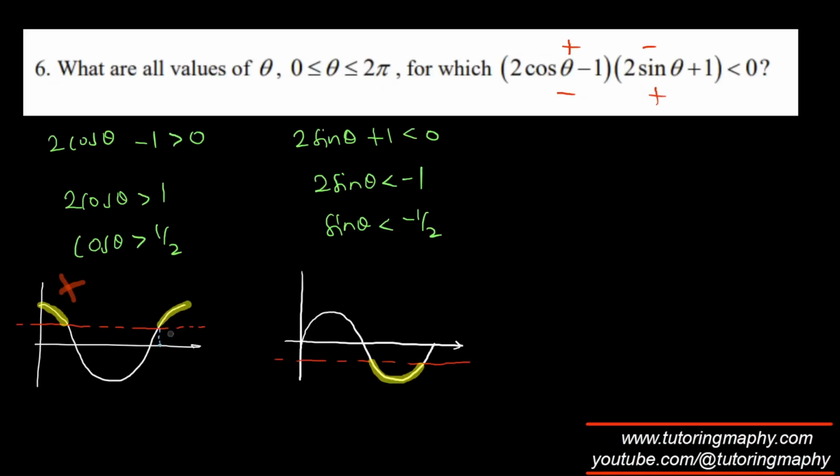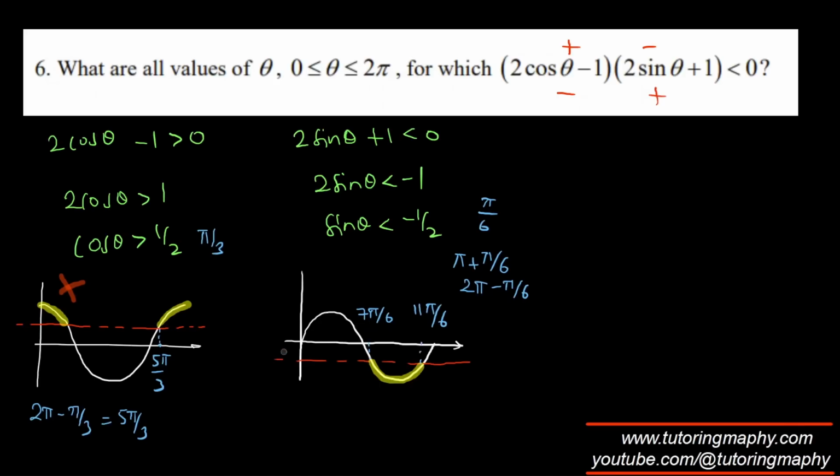Obviously cos is 1 over 2 at pi over 3. So its quadrant 4 angle will be 2 pi minus pi over 3, which is 5 pi over 3. So this is 5 pi over 3. And sine is 1 over 2 at pi over 6, so its quadrant 3 angle will be pi plus pi over 6, which is 7 pi over 6. And the quadrant 4 angle will be 2 pi minus pi over 6, which is 11 pi over 6.